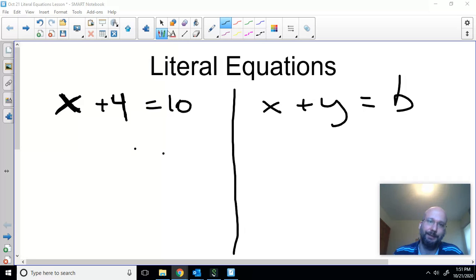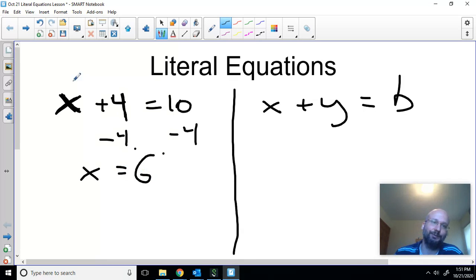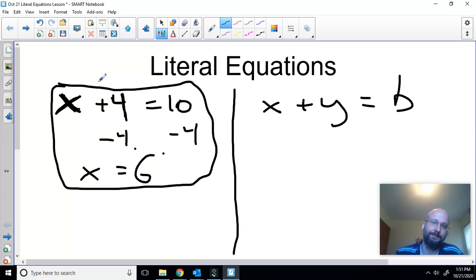This is what we've been doing. X plus 4 equals 10. We're solving for x. We have to move the plus 4 over to the right by subtracting 4. Then x equals, this cancels, x equals 6. We've been doing this for weeks now.